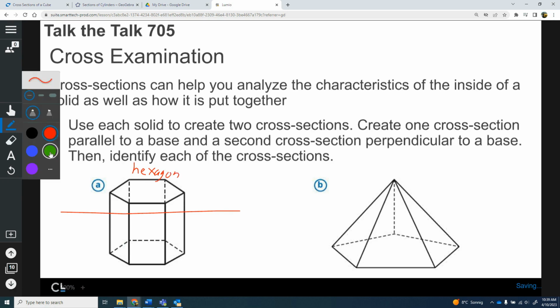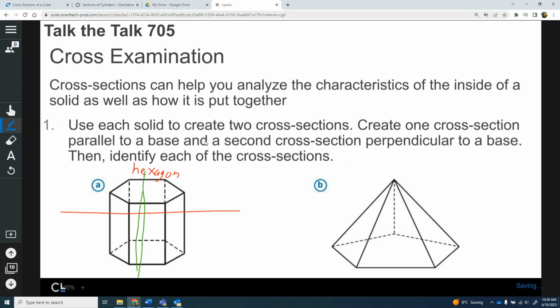And then if I want to go perpendicular to the base, I would cut it like this. So that was bad. That would be a rectangle. So you guys pause the video and do B.